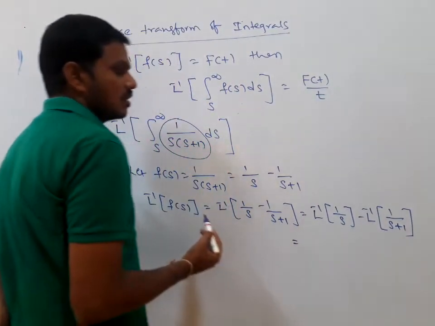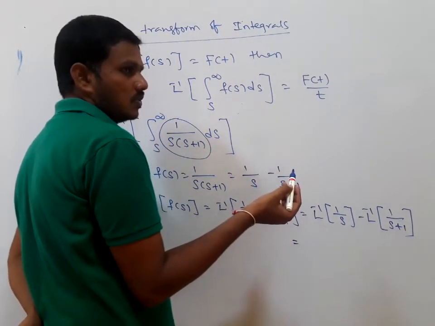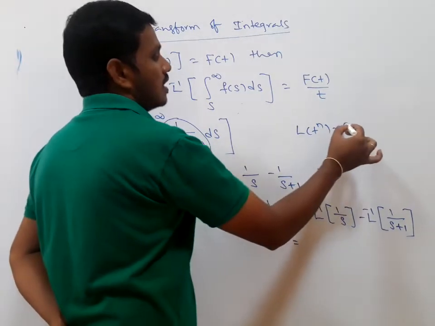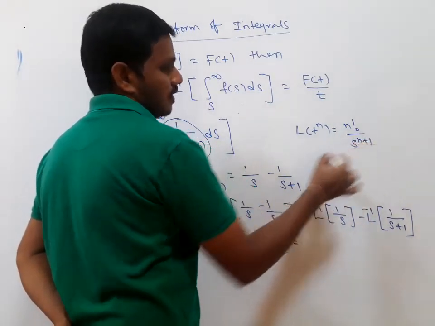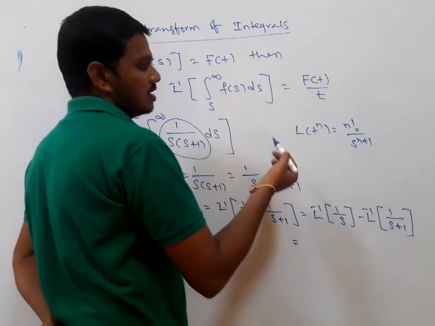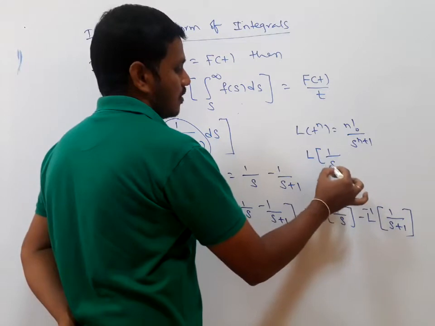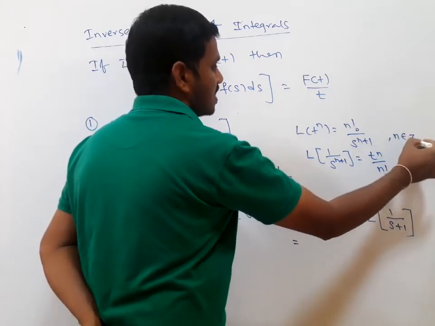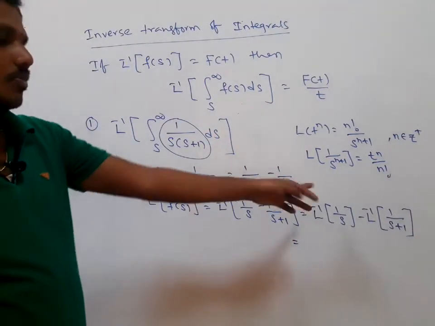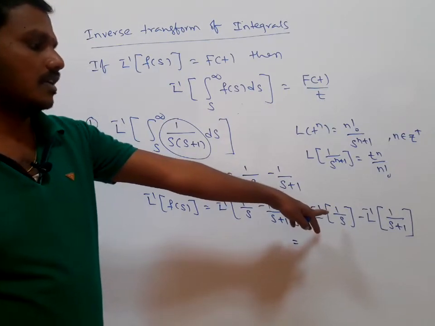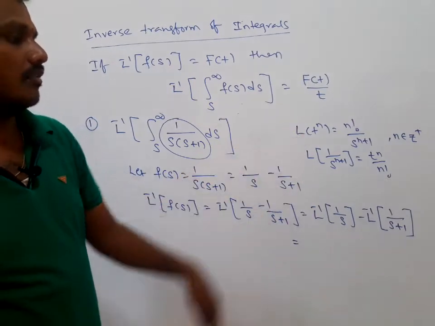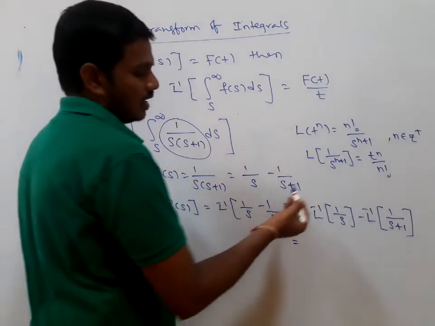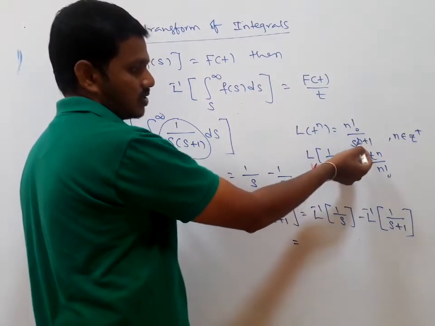L inverse of 1 by s is equal to, we have the Laplace transform of t to the power of n is equal to n factorial divided by s to the power of n plus 1, n being a positive integer. This is the same as L inverse of 1 by s to the power of n plus 1 is equal to t to the power of n divided by n factorial, n belongs to Z plus. Here it is 0 plus 1, so L inverse of 1 by s is t to the power of 0 divided by 0 factorial.